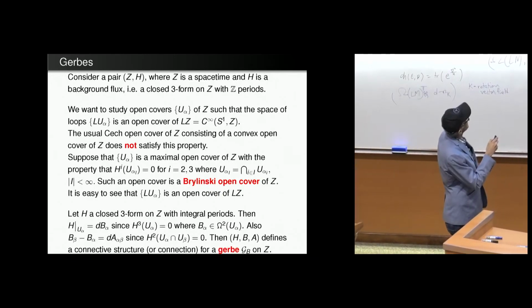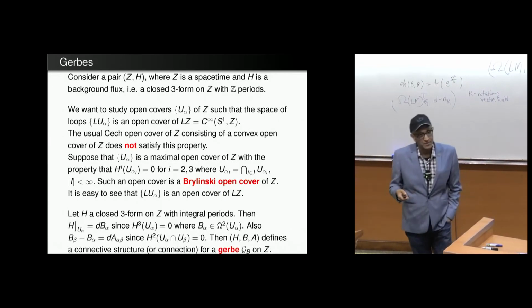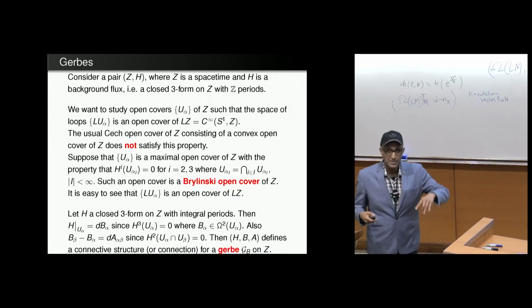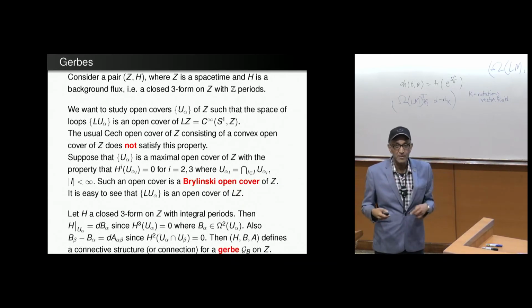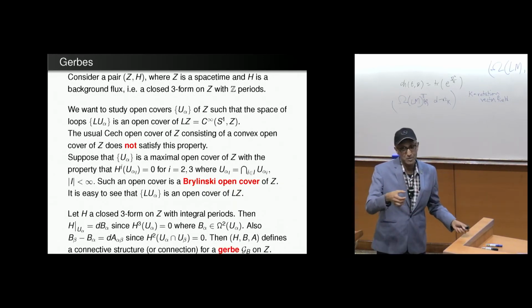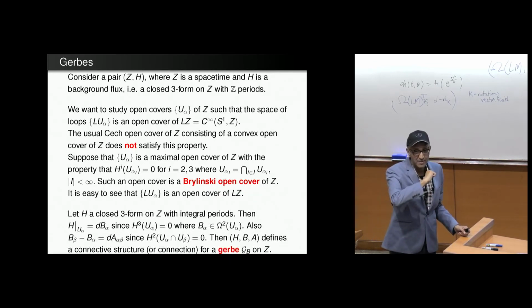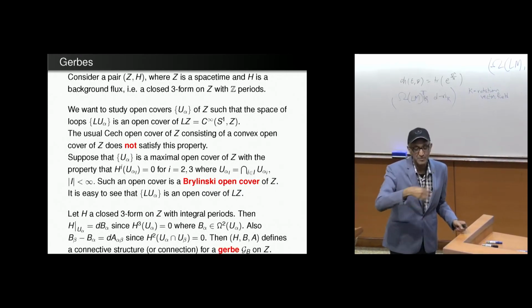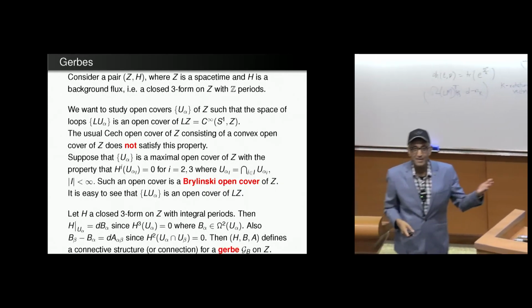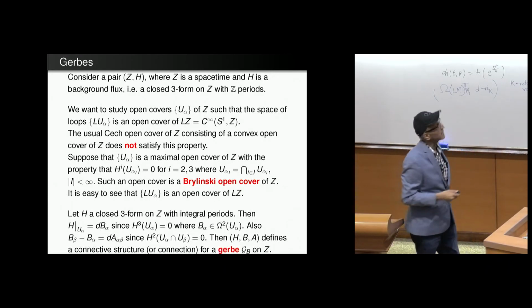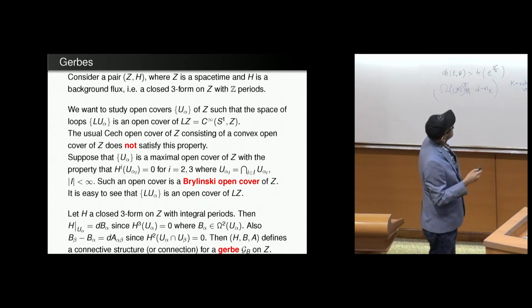Notice that we don't put the condition on H1, and in fact you can't. Because if you take long loops in the manifold, you want the cover of long loops to be also included. So in other words, if you take any loop and you take a tubular neighborhood of that loop, then that's a kind of Berlinski open cover, for instance. So then the loops on U alpha is also an open cover of loop space.